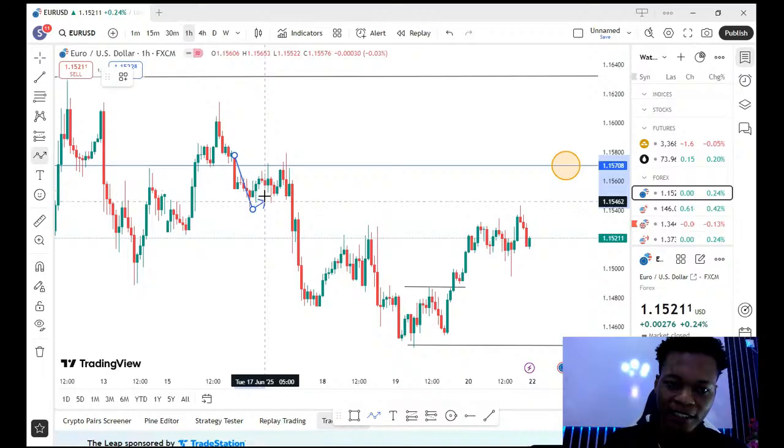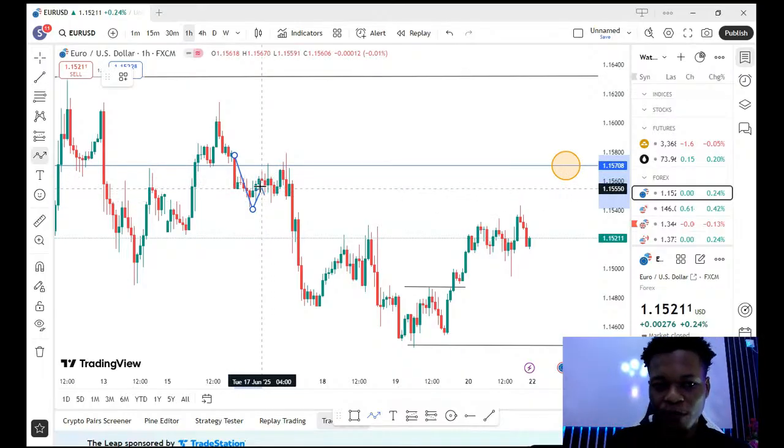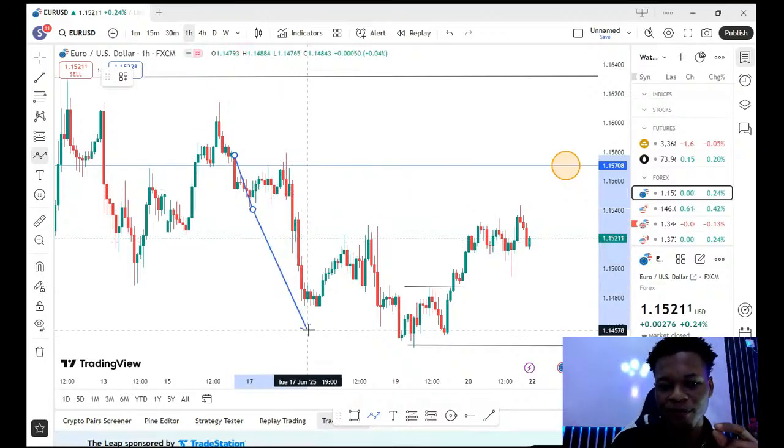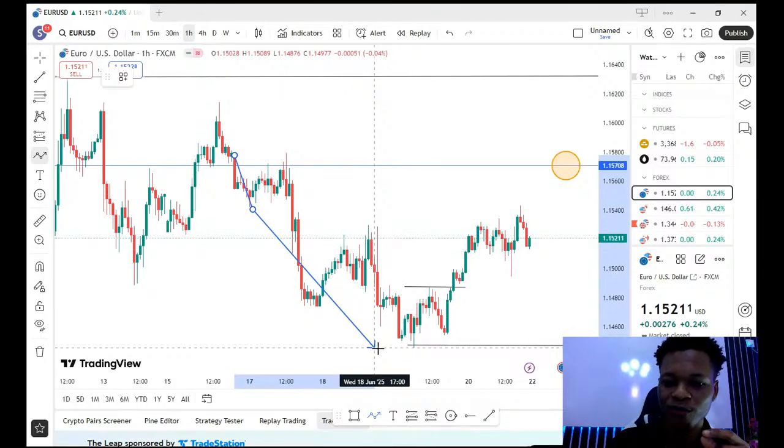Price came here. This is a spinning top and it gave us another. This is a piercing pattern, and this is an engulfing candlestick that price gave us last. And this is the bearish move. Price started going down, went all the way to this particular zone.